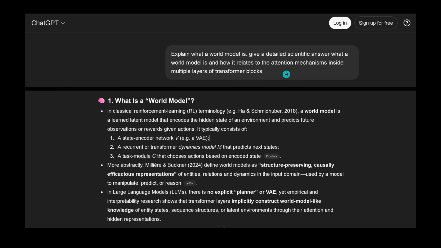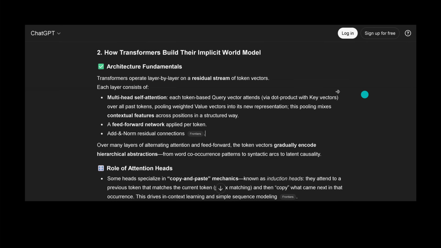No? So therefore, the second part: I say, give a detailed scientific answer, what a world model is and how it relates to the attention mechanism inside the multiple layers of a transformer block. So a very general question, but I already tried to focus. I want a technical scientific explanation. And the second part gives you something much nicer.